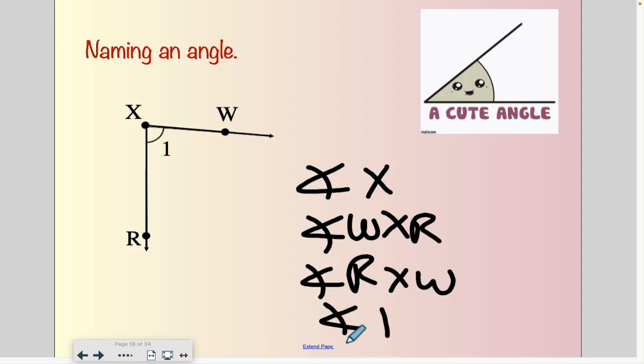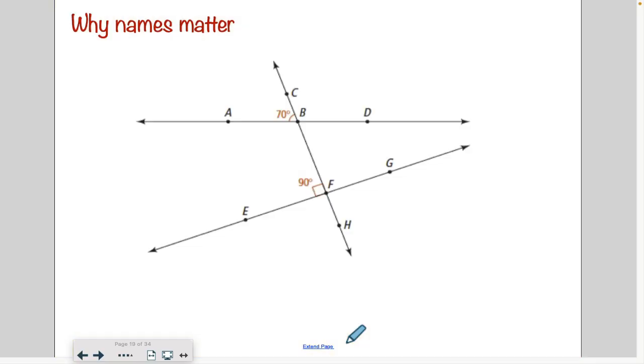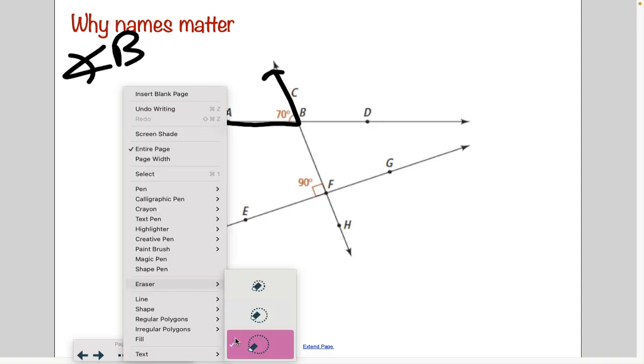Okay, notice the vertex is always chilling in the middle for these. WXR, RXW. I can only do this because there's only one angle. I can only do this because they gave me one. Why do names matter? If I just said angle B, right now is 70 degrees, that doesn't help me. Because what's going on at B? There's actually how many? There's 4 angles? Okay, I would need to say ABC, because angle B could also be what? CBD, etc.